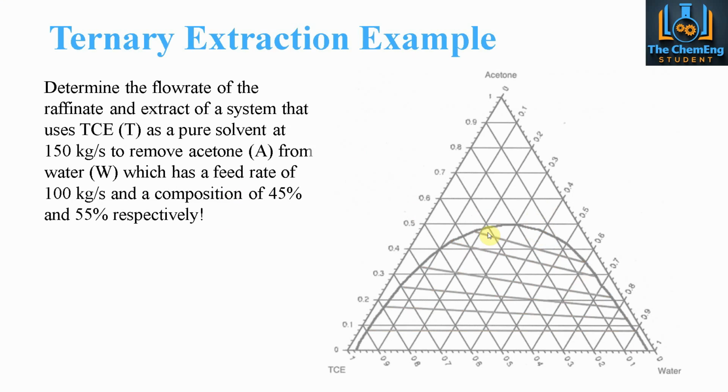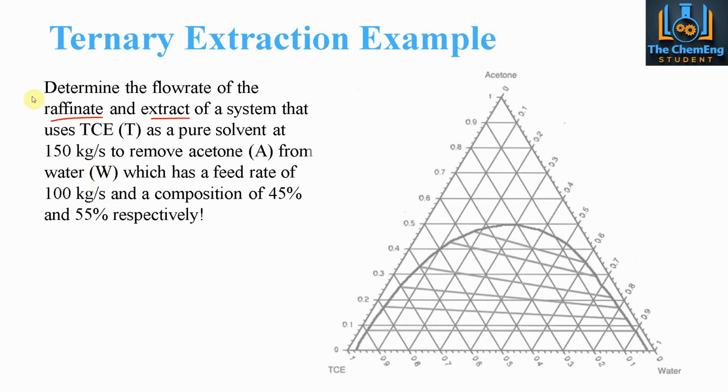Now let's take a look at a working example here. So we want to determine the flow rate of the raffinate and the extract of a system that contains trichloroethane, which we're going to denote as T, and this is pure solvent at 150 kilograms a second, to remove acetone, so that's component A, from water, which is component W, which is a feed rate of 100 kilograms per second, and a composition of 45% and 55% respectively.